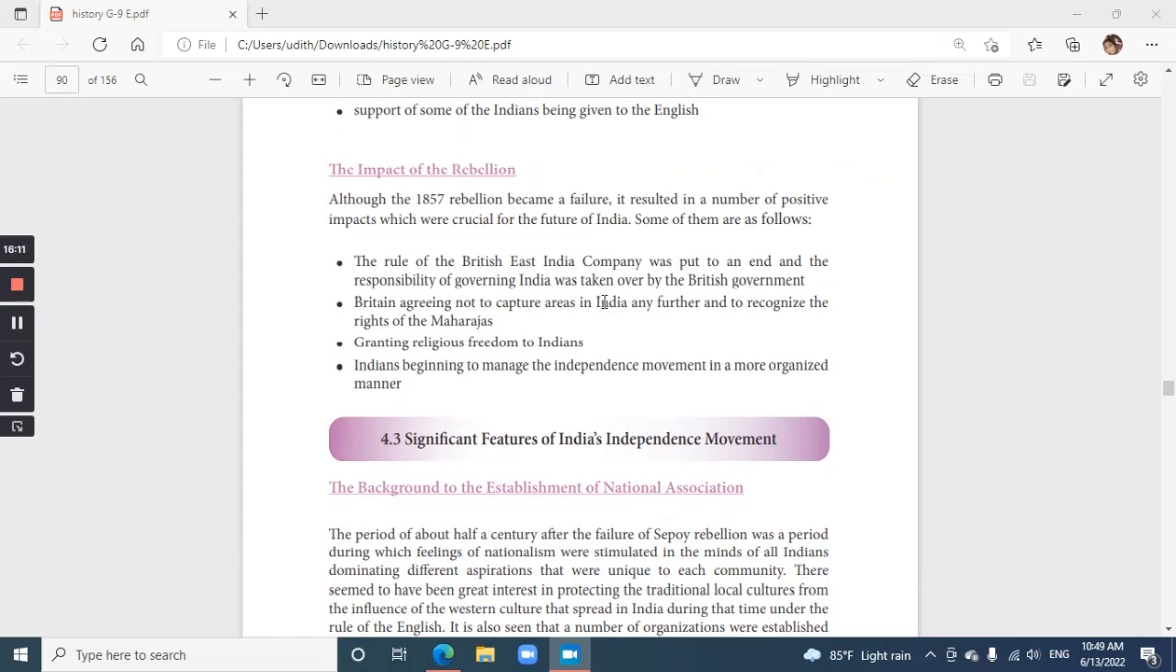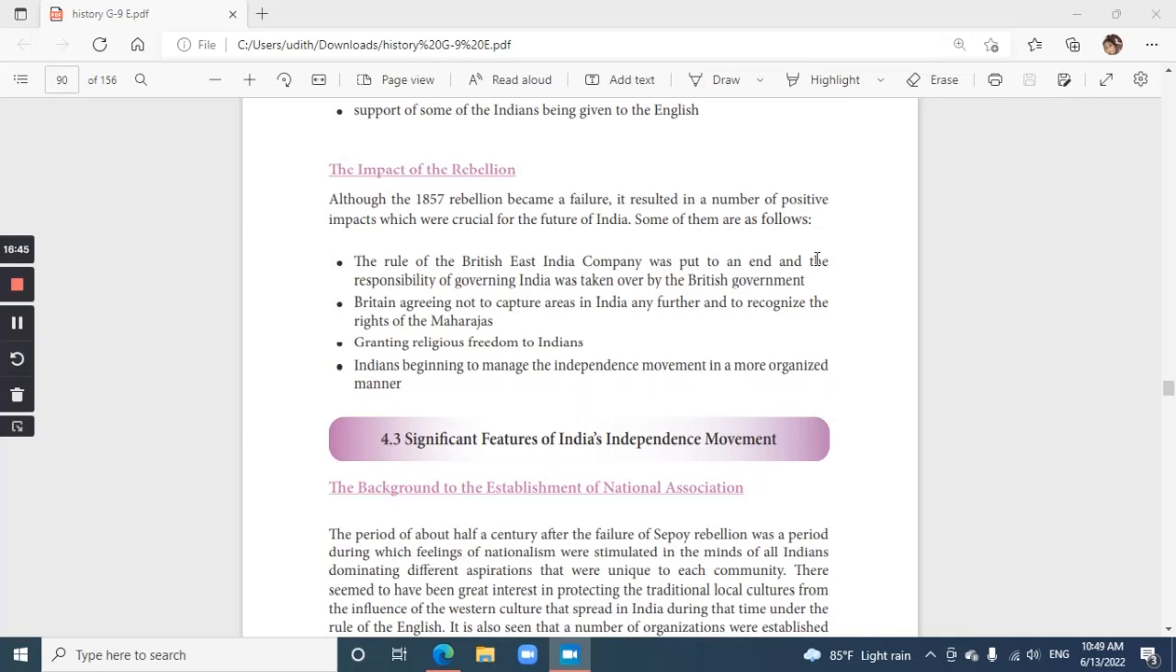Right. Now, the impact of the rebellion. What is the impact of the rebellion? The 1857 rebellion failed, but there were some impacts which were crucial for India. What are they? The rule of the British East India Company was put to an end, and the responsibility of governing India was taken over by the English government.